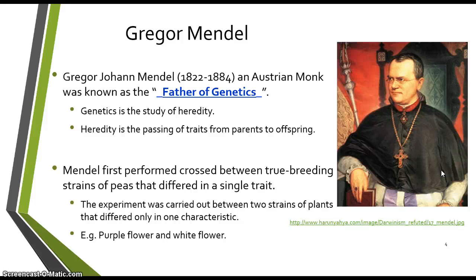Mendel first did his experiment with true-bred, also called pure-bred, strains of peas that differ only in one single trait. The experiment was carried out between two strains of plants that differ only in one characteristic. For example, one bearing a purple flower and the other a white flower.